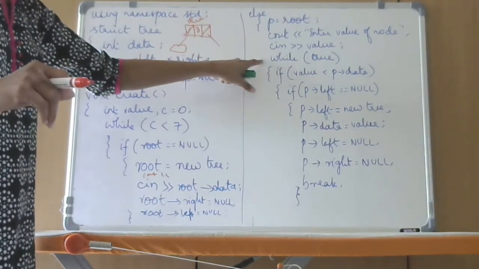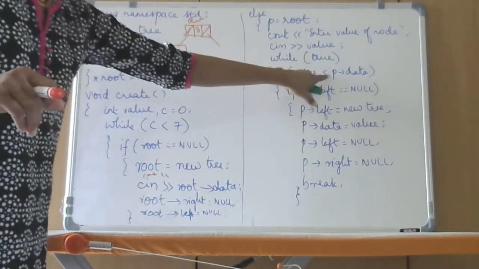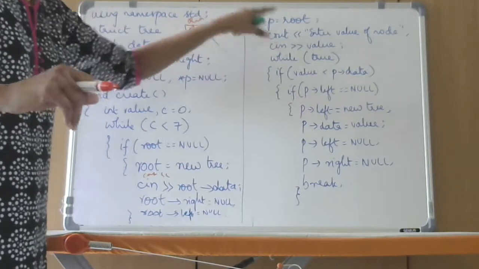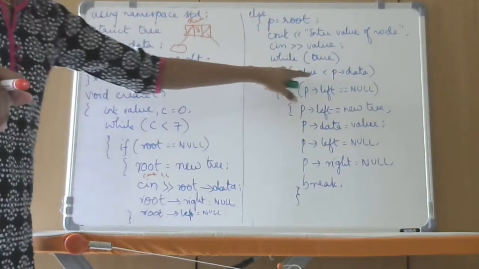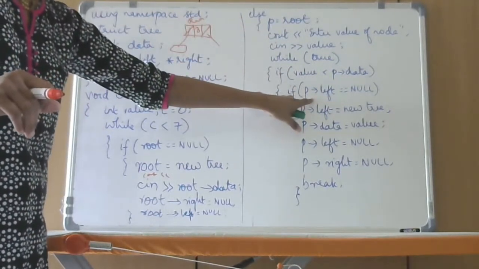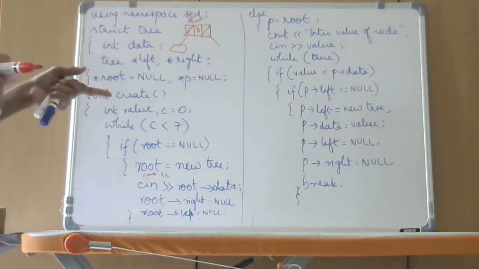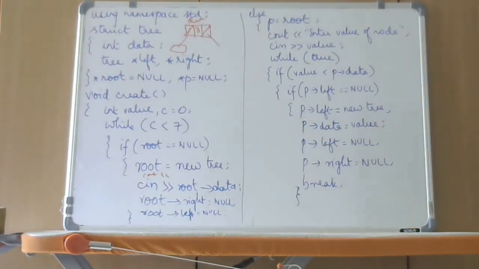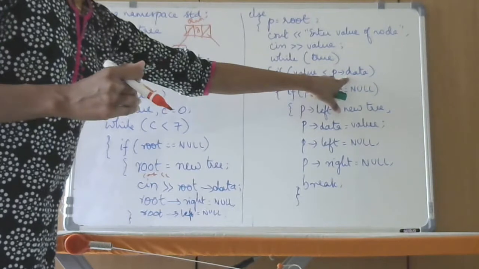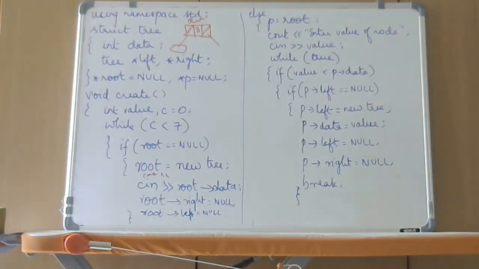We are accepting the value while true. If value is less than p of data, what is p now? It is pointing at the root. If it is less than data and if p of left is null, that means there is nothing existing on the left side. If value is less than data, it's a binary search tree. So what is the condition of a binary search tree? All the nodes which are to the left of the root should be less than the root. All that is at the right of the root should be greater than the root. That is the rule that we have to follow.